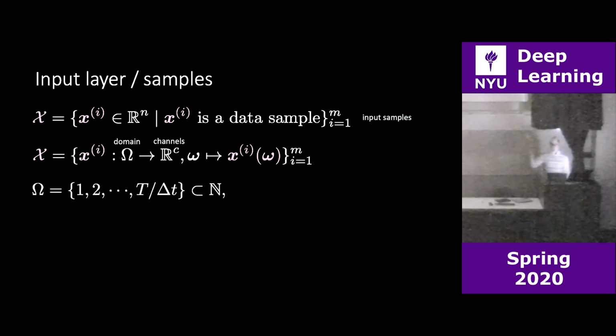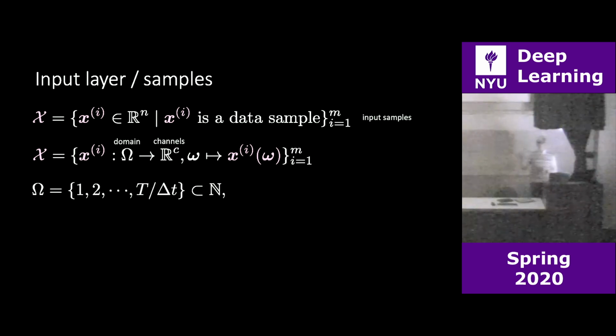And the last value is going to be capital T, which is the number of seconds, divided by delta t, which would be 1 over the frequency. And this is going to be a subset of N, right? So this is a discrete number of samples, because with a computer you always have discrete samples. So this is my input data. And then what about the image of this function?